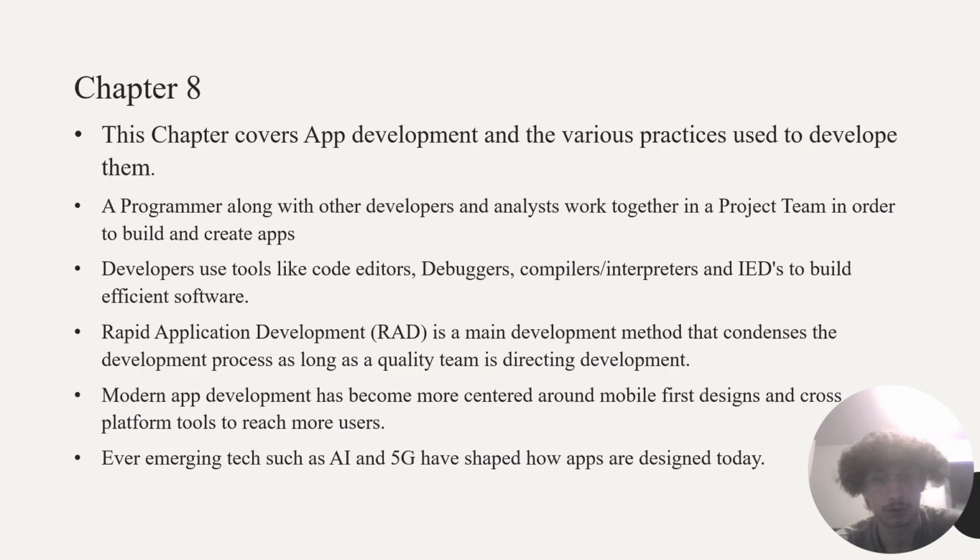Most applications also use Rapid App Development, or RAD, which is a main development method that condenses the development process as long as a quality team is directing the development. It makes it a lot faster, a lot easier to develop apps and get them out to the public. Modern app development has become more centered around mobile-first designs and cross-platform tools in order to reach more users. And ever-emerging tech such as AI and 5G have shaped how apps are designed today, and they continue to do it.